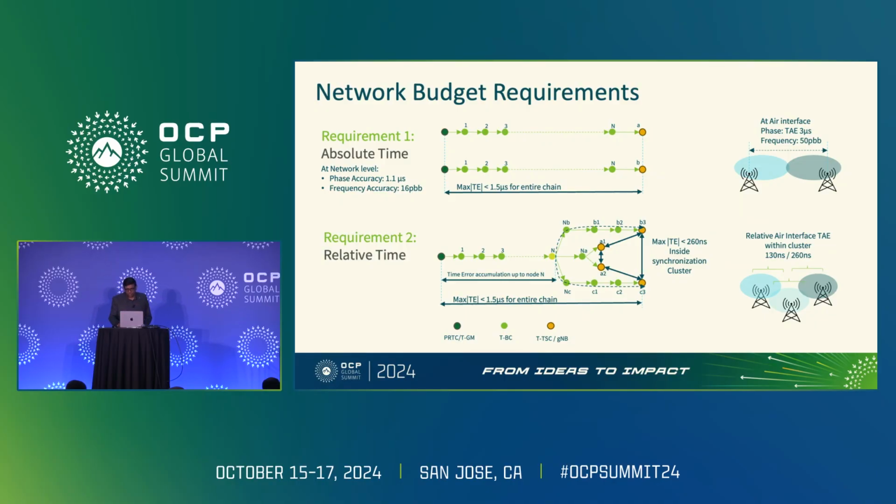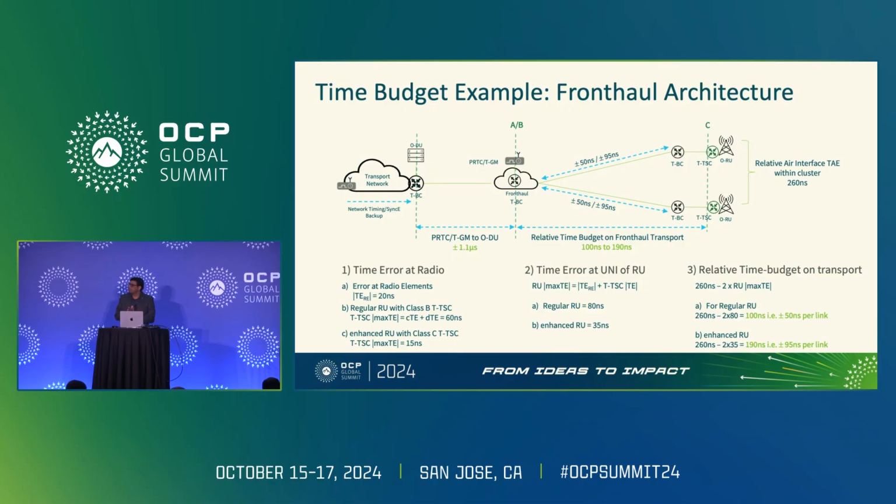So in order to achieve that, we calculate how much time error budget is present for the network path itself, right? If we look at the total 1.5 microseconds that we talked about over the network path, usually the connectivity from the PRTC or the grandmaster to the ODU, which can be a physical device sitting inside a data center, takes about 1 or 1.1 microseconds. That leaves around 100 to 150 nanoseconds for the rest of the network path between the DU and the RU.